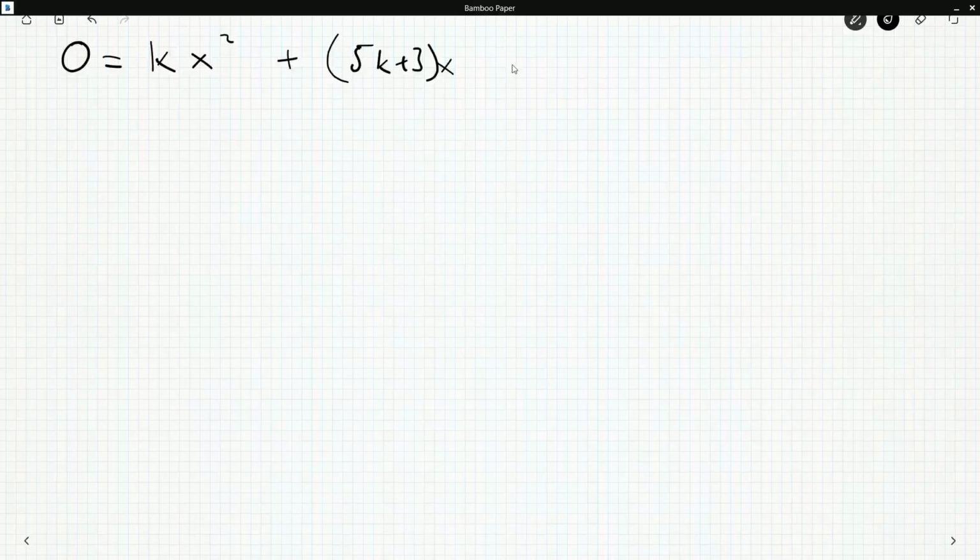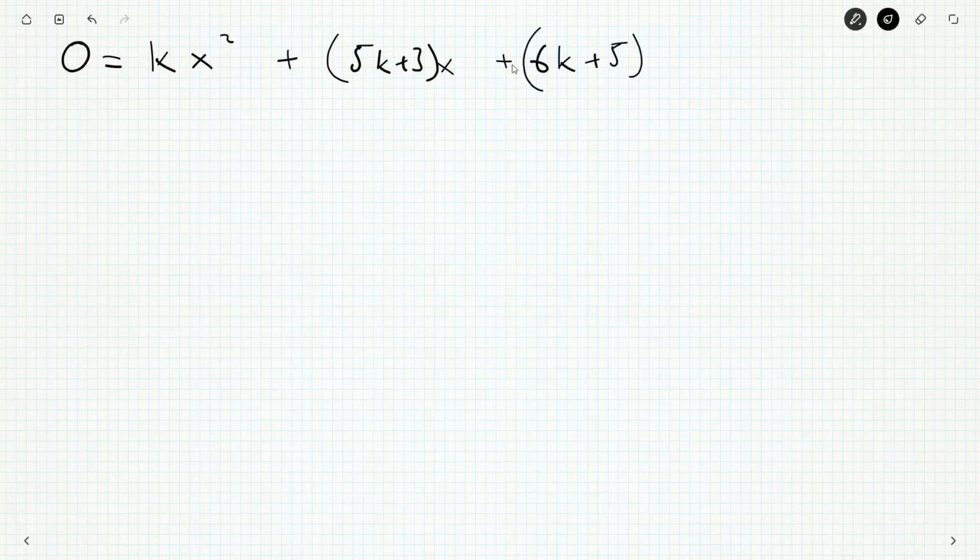And then plus 6k plus 5. Okay. So we need the vertex must be on the x-axis. So what sort of vertex form would that look like? So in general, vertex form looks like a(x minus h) squared plus k.